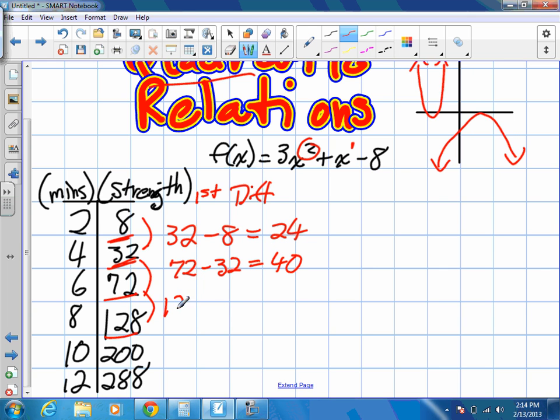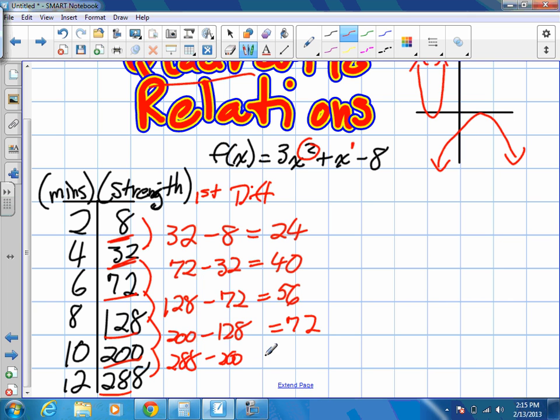128, subtract 72. Oh, there we go. 200, subtract 128. 72. Good. 288, subtract 200. 88. Okay, so is this a linear relationship? No. Our first differences are not the same, so we know it's not linear.